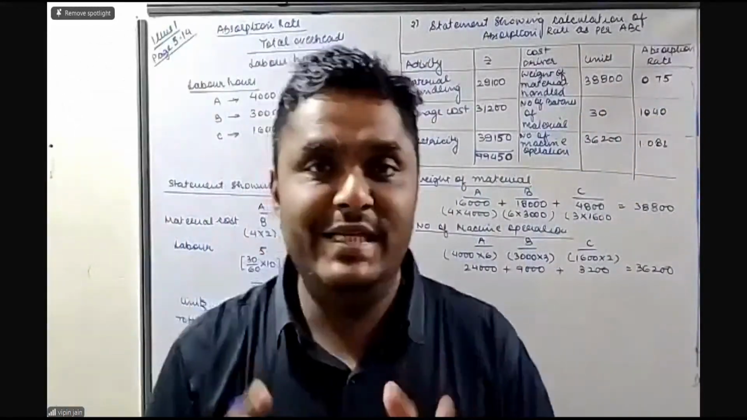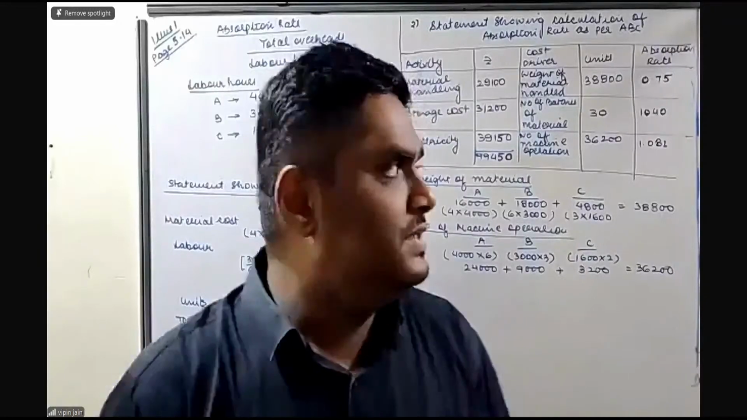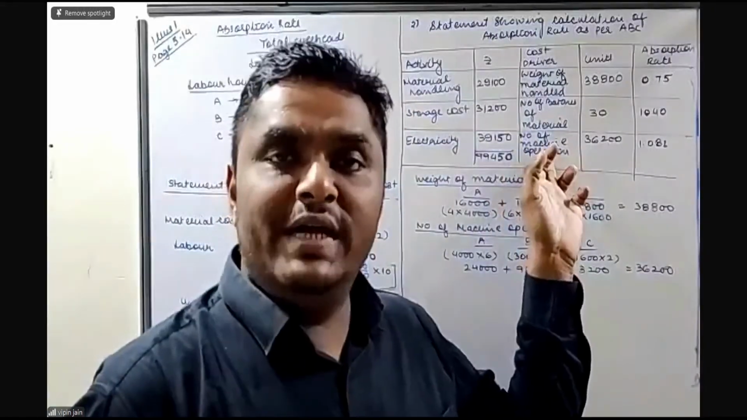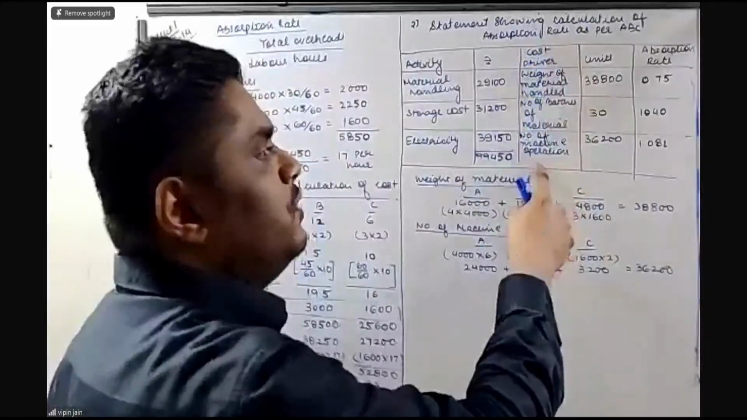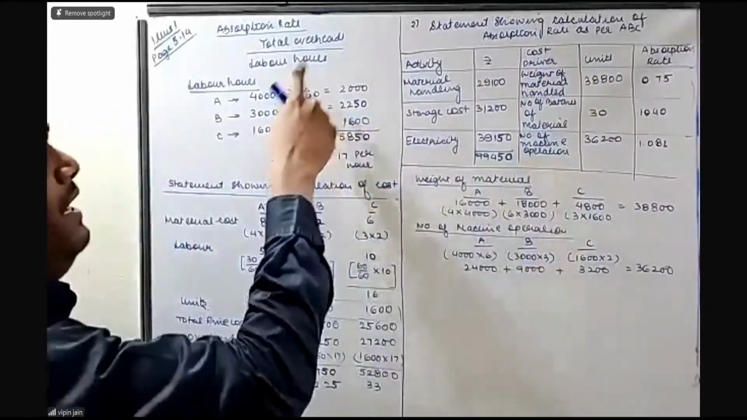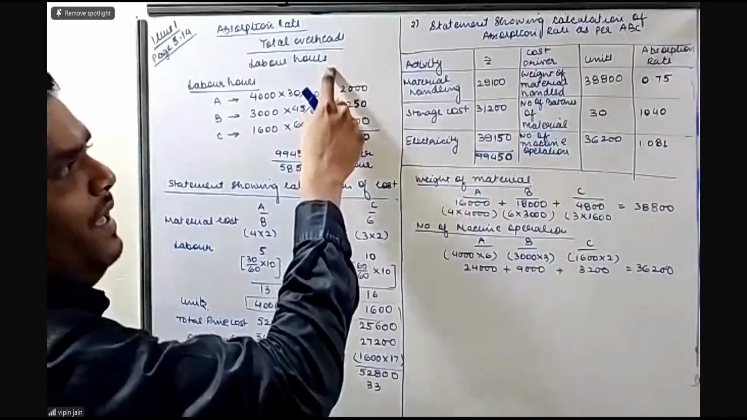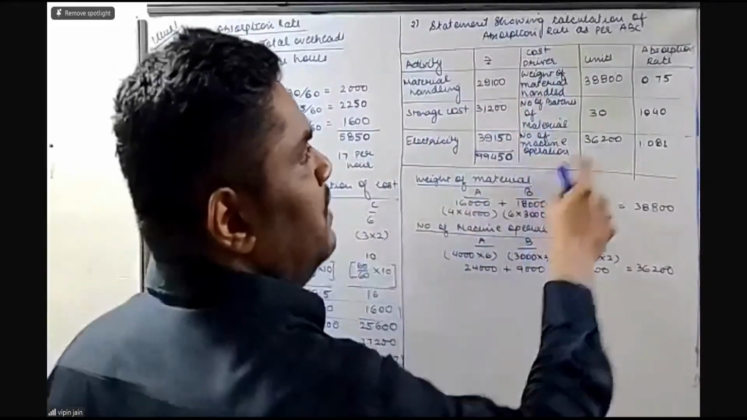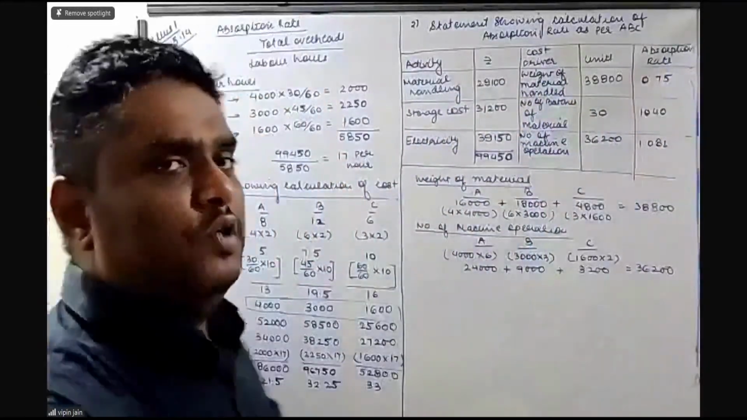I hope you are thorough with the concepts now. These are the activities, and these cost drivers are the basis of absorption for that activity. Herein, there is only one basis, that is labor hour. But herein, for every activity, there is a separate basis of absorption. So accordingly, we have calculated the absorption rate.